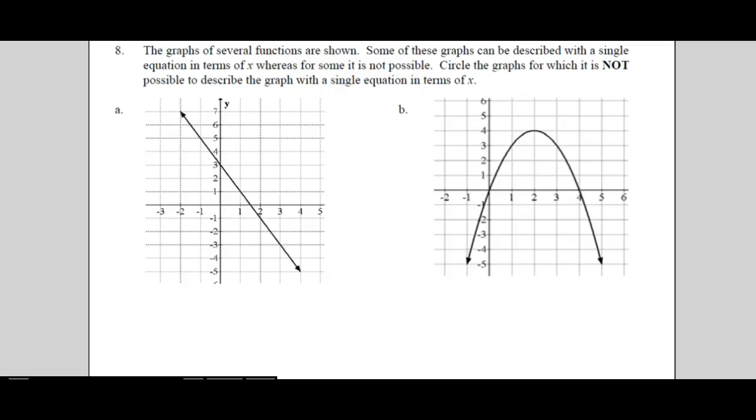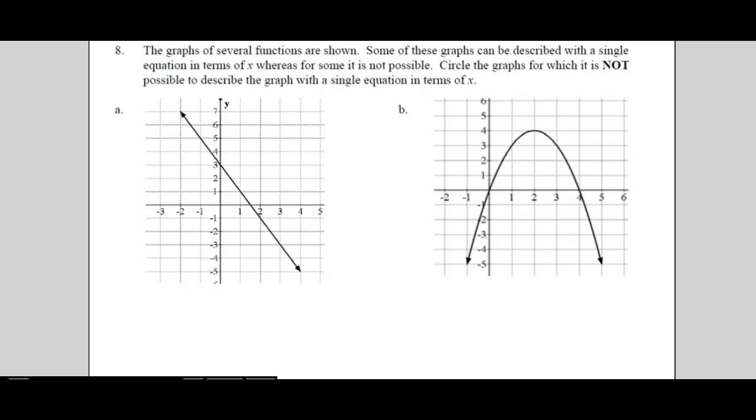The graphs of several functions are shown. Some of these graphs could be described with a single equation in terms of x, whereas for some it is not possible. Circle the graphs for which it is not possible. On the diploma, if they're going to use "not", you'll usually get it bolded, so the word sticks out at you. They want where it is not possible to describe the graph with a single equation.